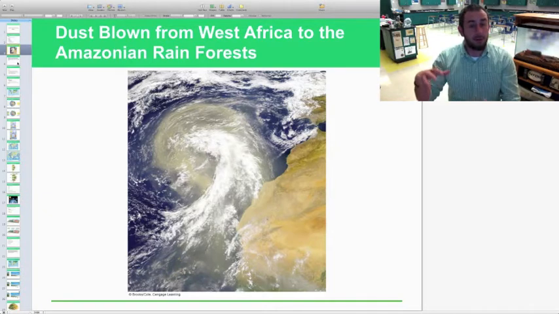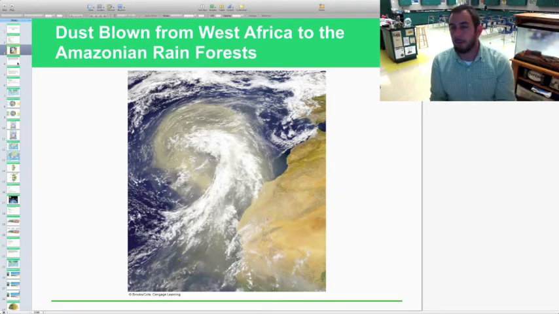This is just an image showing you one of the effects of wind and movement of air masses, because this is showing you dust blown off of a desert in Africa and moving towards the Amazonian rainforest. This is dust that can stay in the atmosphere, but it probably will eventually come down when it rains, because that rain brings those particles out of the atmosphere.